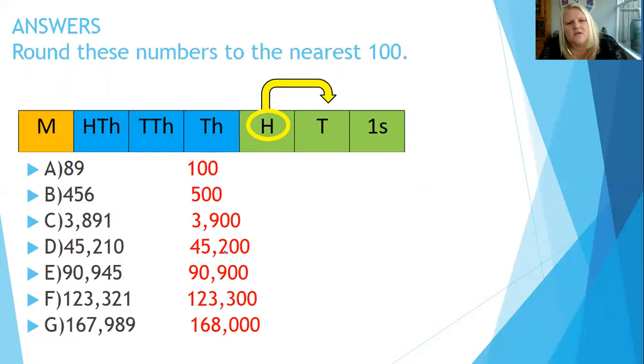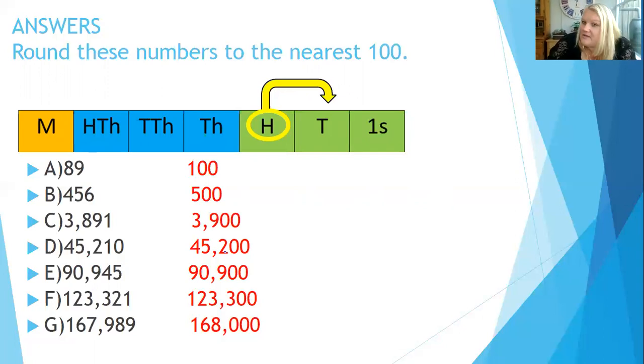Okay, let's go through the answers. So 89 rounds up to 100. 456 rounds up to 500. 3,891 rounds up to 3,900. 45,210 rounds down to 45,200. 90,945 rounds down to 90,900. 123,321 rounds down to 123,300. 167,989 rounds up to 168,000. Well done for giving those a go.